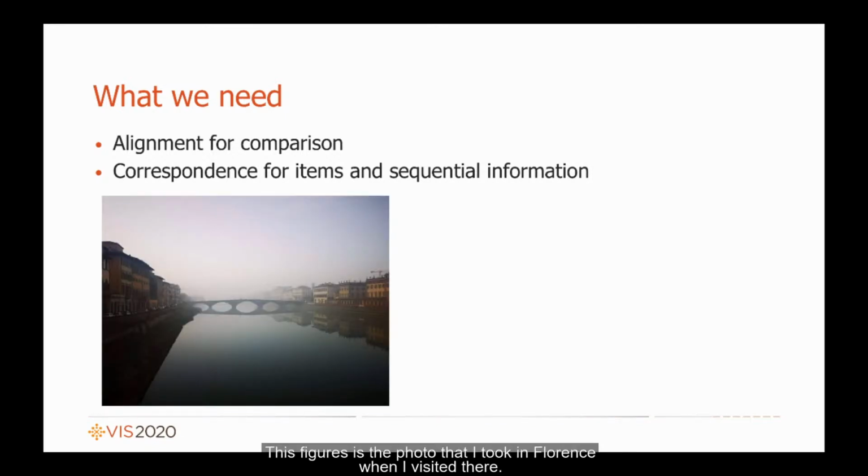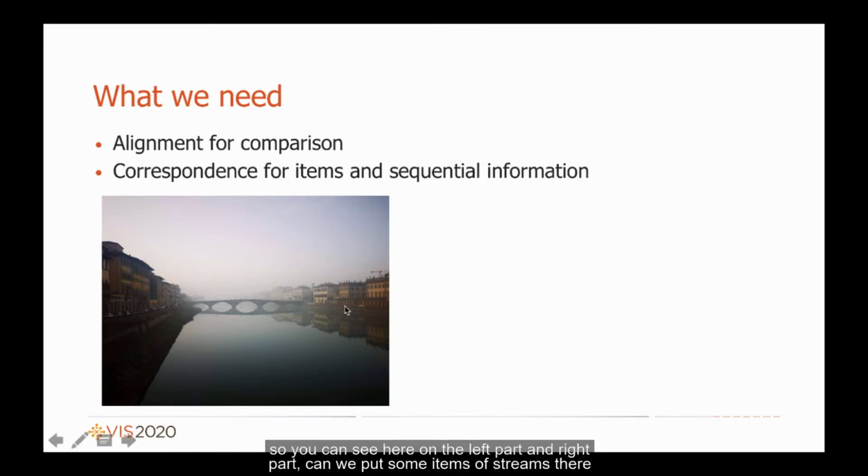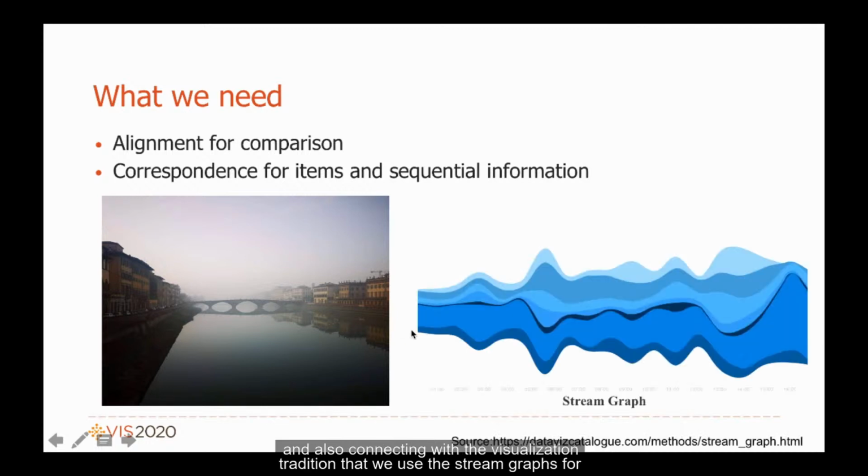This figure is a photo that I took in Florence when I visited there. You can see on the left part and right part, we can put some items of the streams there, and the bridges show the correspondence and connections for the comparison. Also, connecting with the visualization tradition where we use stream graphs for stream data or dynamic data, we can combine them and use the bridges and river metaphors for the comparisons.